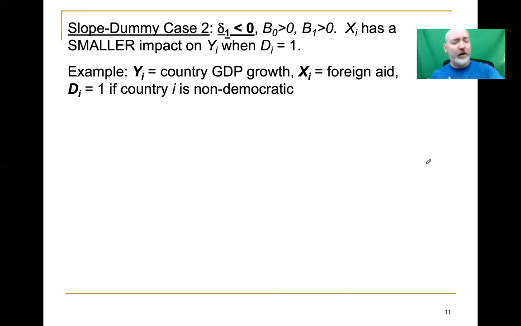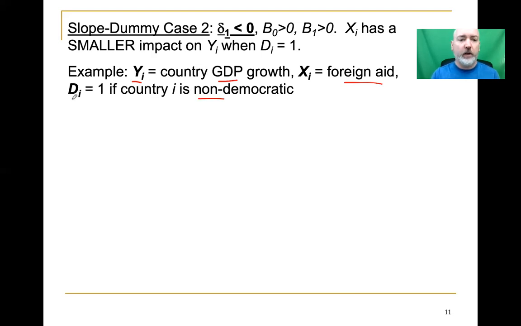The line is going to be flatter for the treatment group relative to the control group. So, another kind of off-the-cuff example here. Let's imagine we're trying to predict country-level GDP growth as a function of dollar value of foreign aid inflow. So, trying to model the effectiveness of foreign aid in developing economies. We might want to control for the political environment.